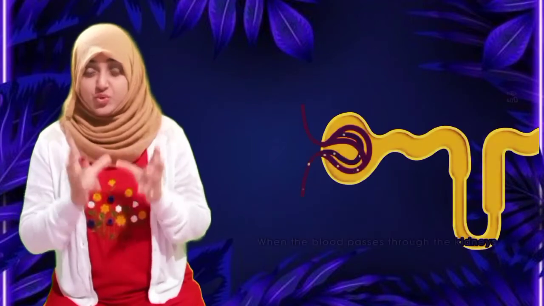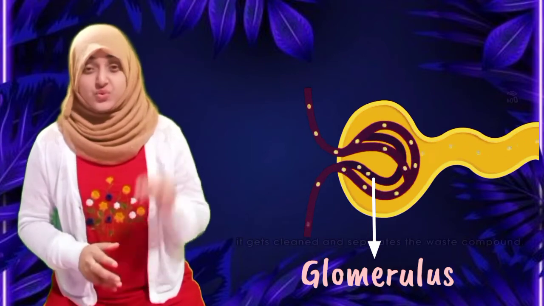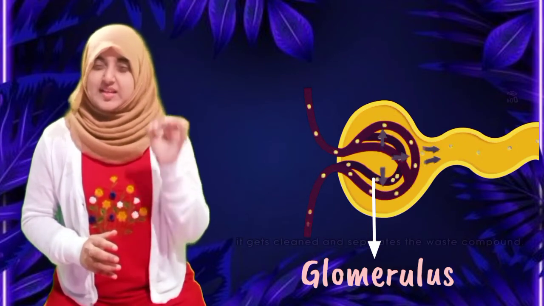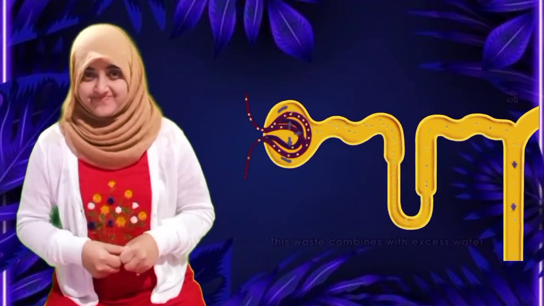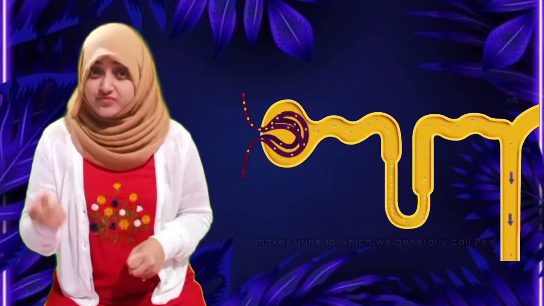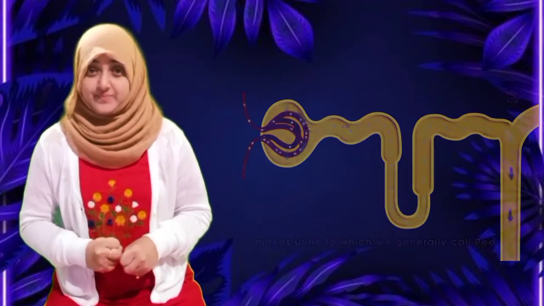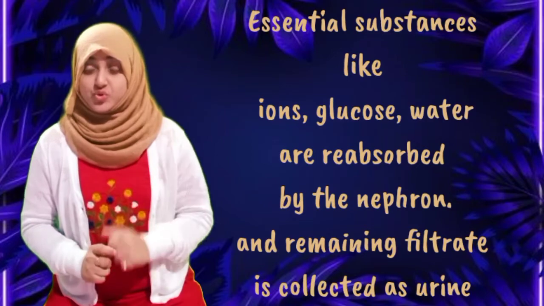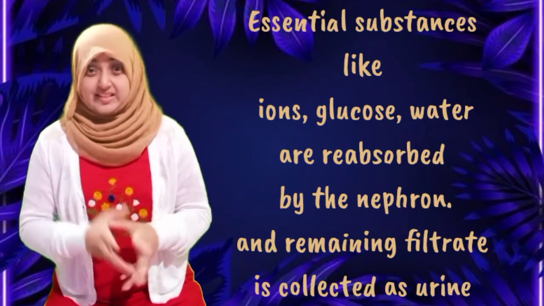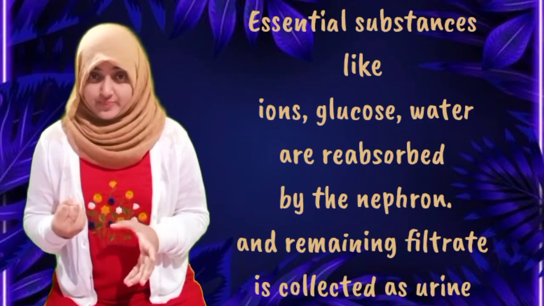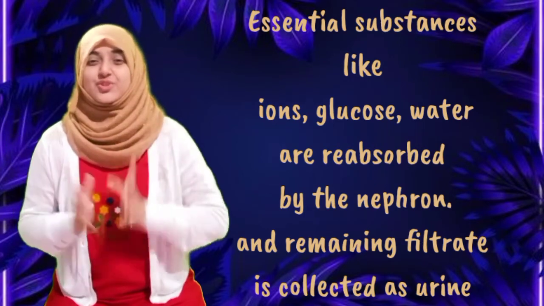Well, the glomerulus in the Bowman's capsule receives the blood supply from the renal artery. So once the blood enters the glomerulus, it starts to filter the blood by taking away the nitrogenous wastes from it. But along with nitrogenous wastes, the glomerulus also takes up certain essential substances from the blood, such as ions, glucose, water. But we cannot lose these essential substances, right? Hence, the essential substances are reabsorbed by the nephron and the leftover filtrate is collected in the collecting duct as urine.